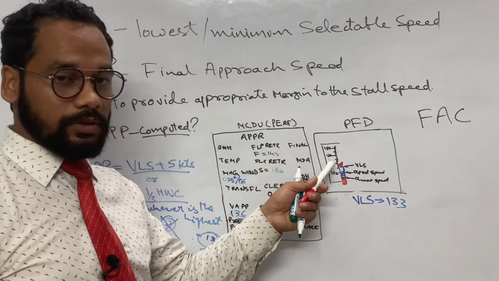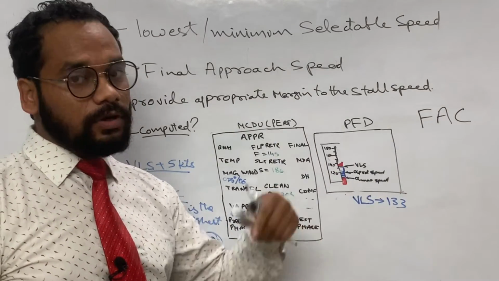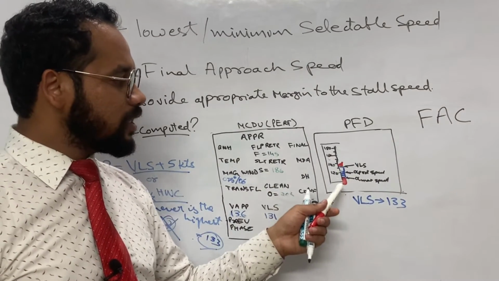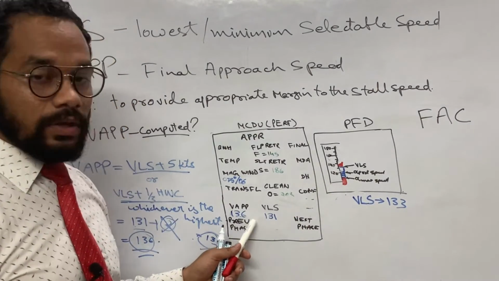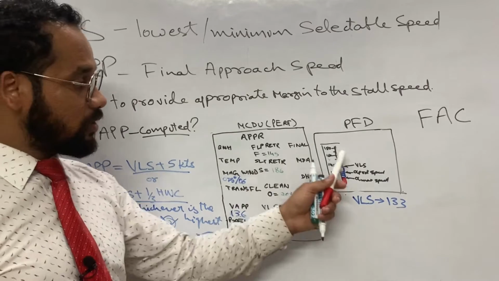And on the PFD we are not getting that. It's because of some computation that has changed the VLS. It has increased the VLS to 133. But on the MCDU it is the same. Okay, the 5 knots difference is there, but here on the PFD it is not there.